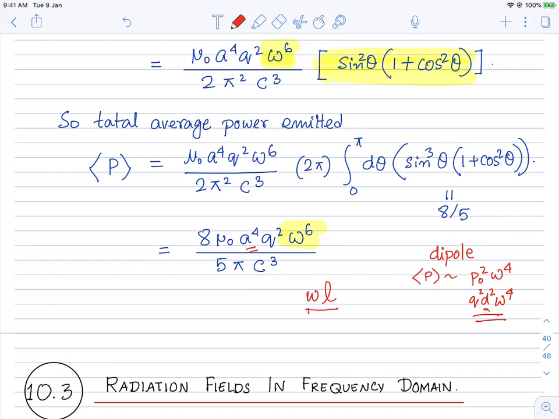So if you consider omega L by c, this dimensionless ratio, if this is small, it implies that quadrupole radiation would be small. So if this is small, it implies P quadrupole is small compared to P dipole.